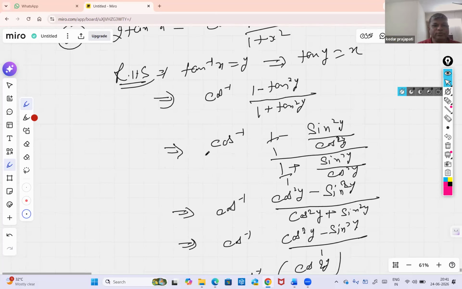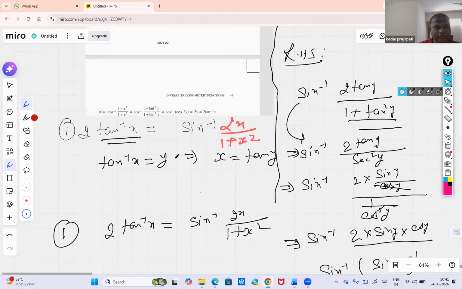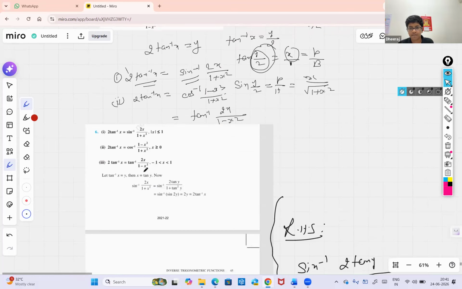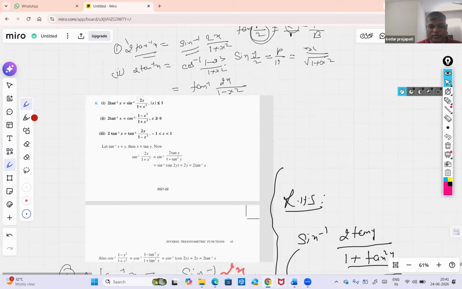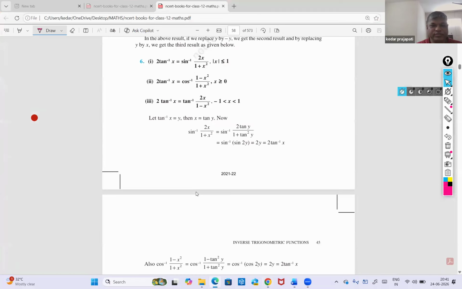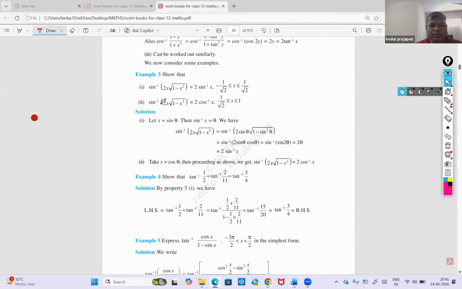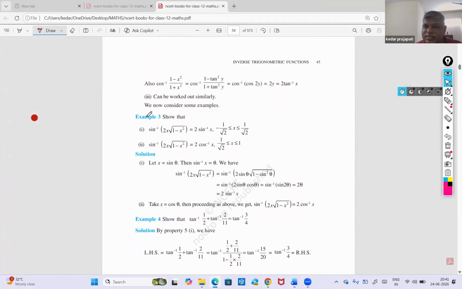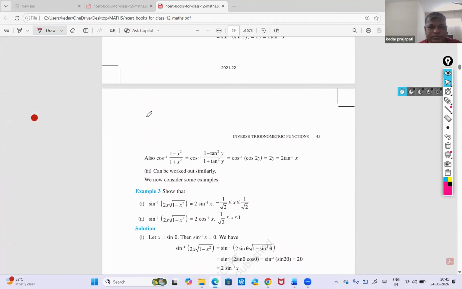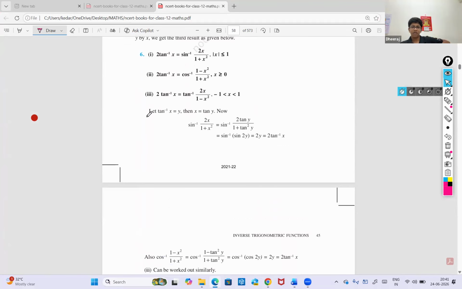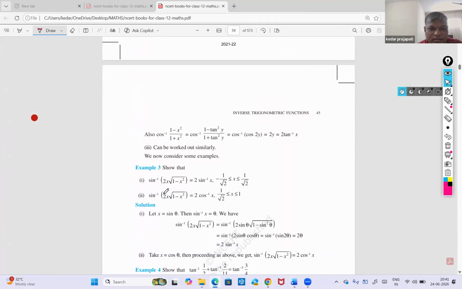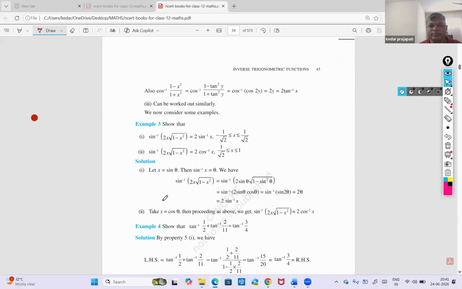Similarly, we can also prove the third one. Clear? Now I'm going to questions. Any doubt, then you can ask. So the examples and all, please do it yourself. Or you want me to do it? I can do it. Or we can do it here itself. It's not a problem. Let me just copy this.